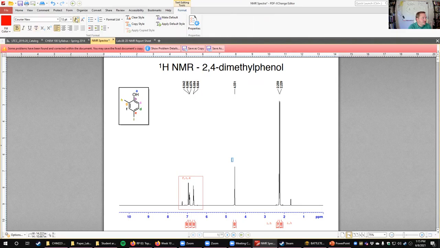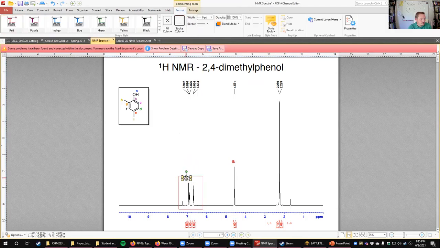And then this one right here in the middle, this one's really helpful because, I think I can make my font a little bigger on my notations too. The only proton we have left that's not a methyl proton or an aromatic proton is the alcohol proton. So we know without any doubt, this one has to be A.